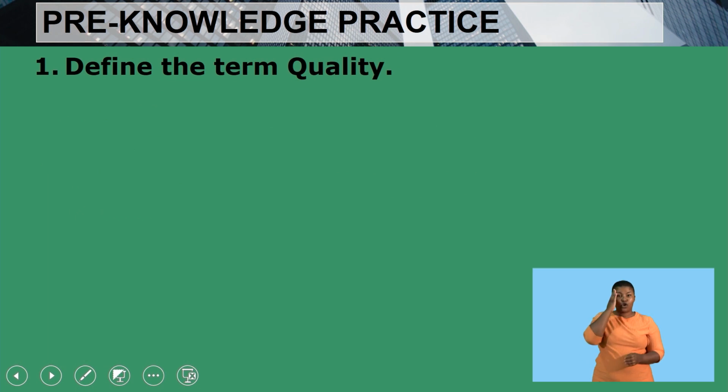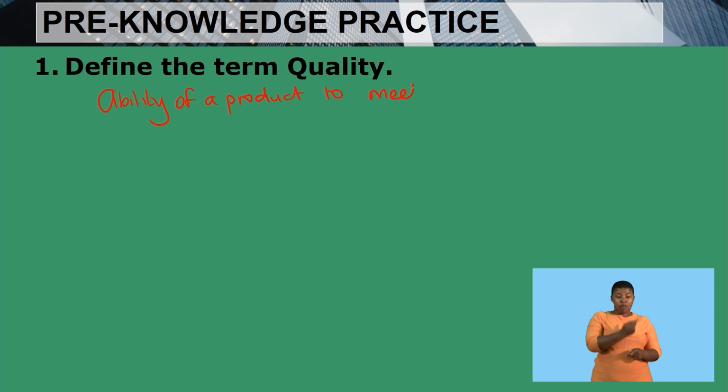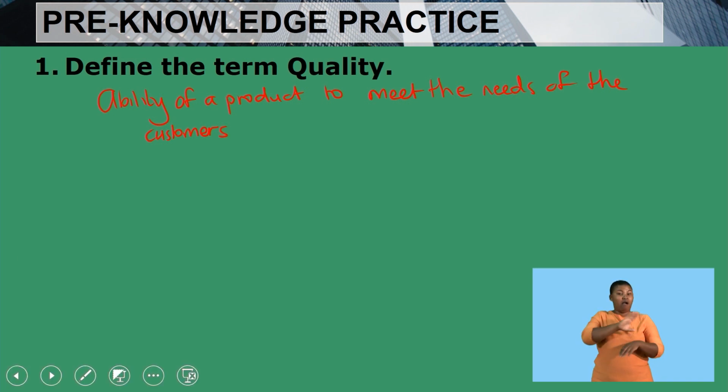Now a bit of our pre-knowledge practice then. Define the term quality. So we know that quality refers to the ability of a product to meet the needs of the customer. So any product that has the specific characteristics that the customer wants in a product will be seen as a quality product.